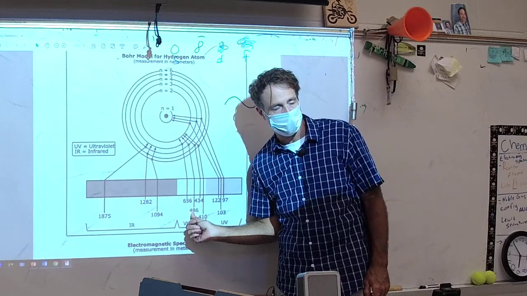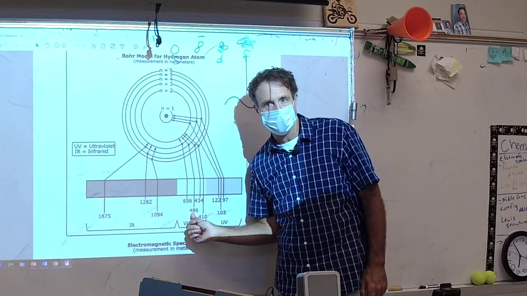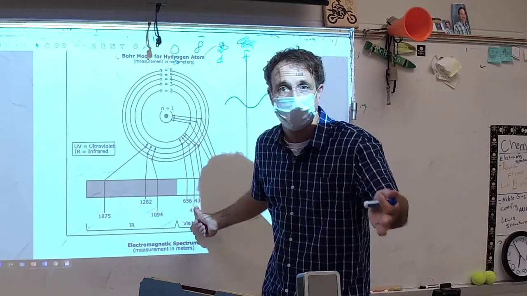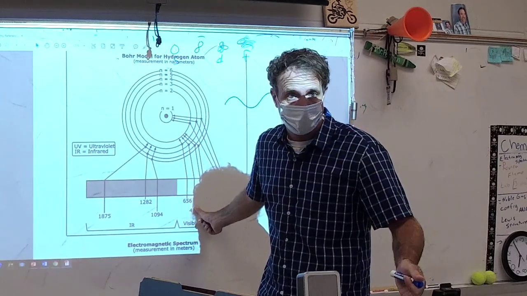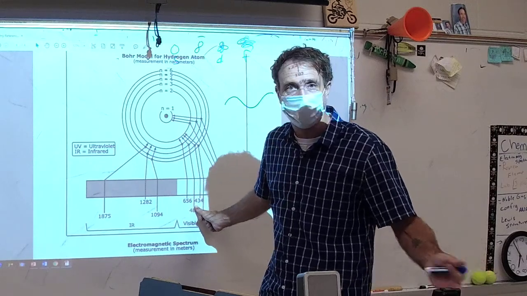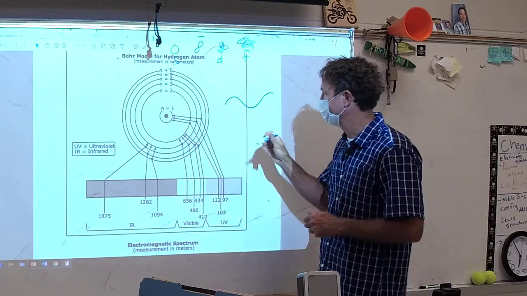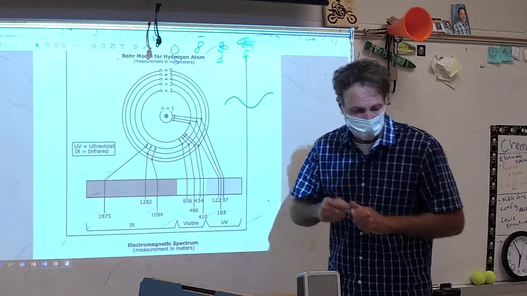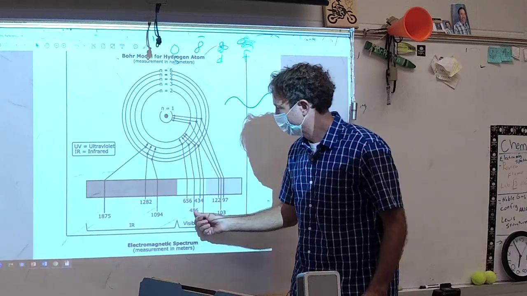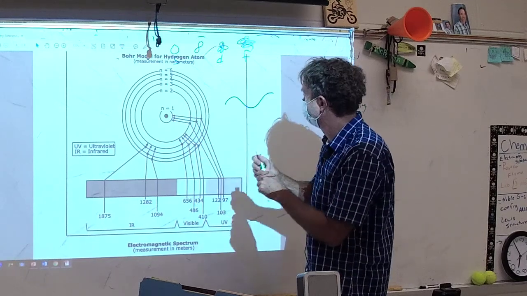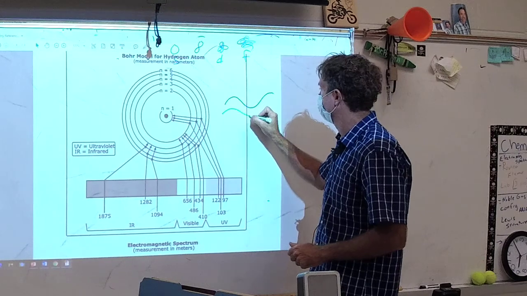Now let me ask you a question. Is 486 longer or shorter than 434? It's obviously longer, everybody said. I just said, which number is bigger? And high school kids looked at me. All right. So 486, which will be the color of light from N4 to N2, will be a little bit longer wavelength.